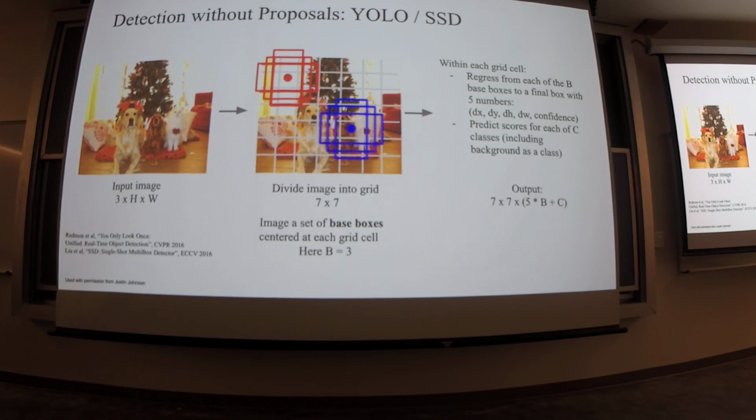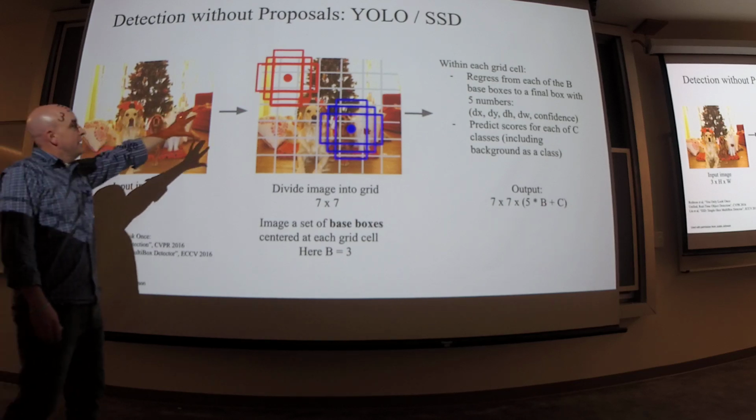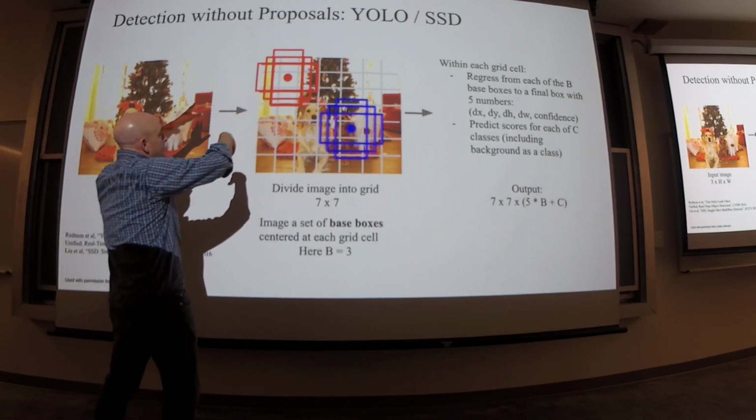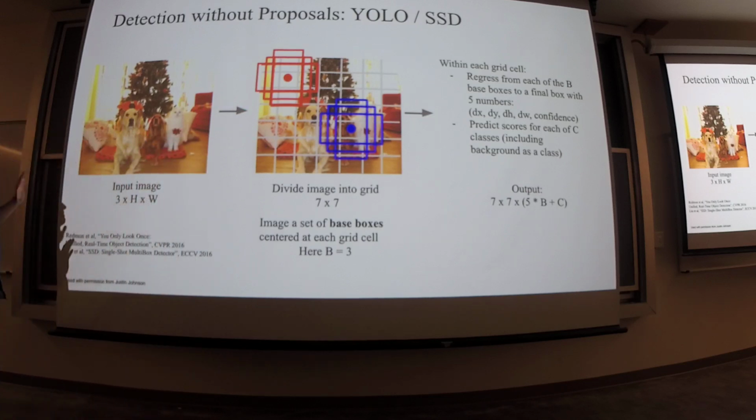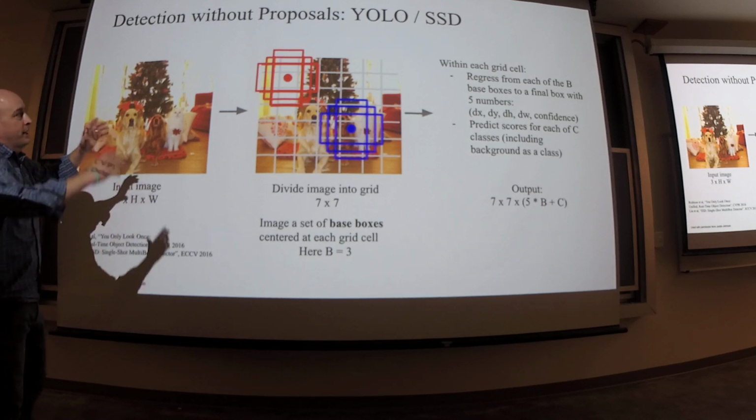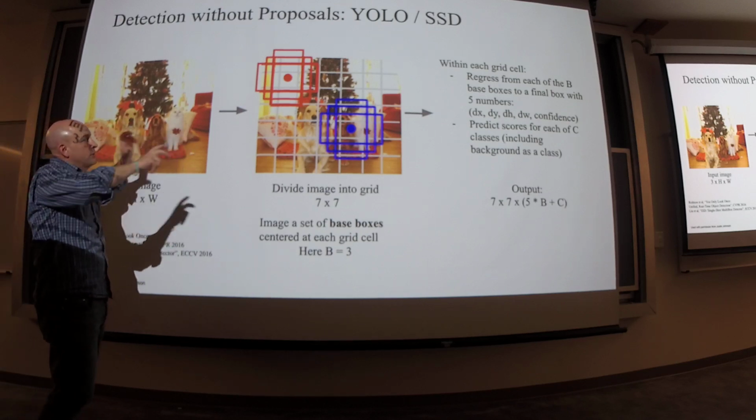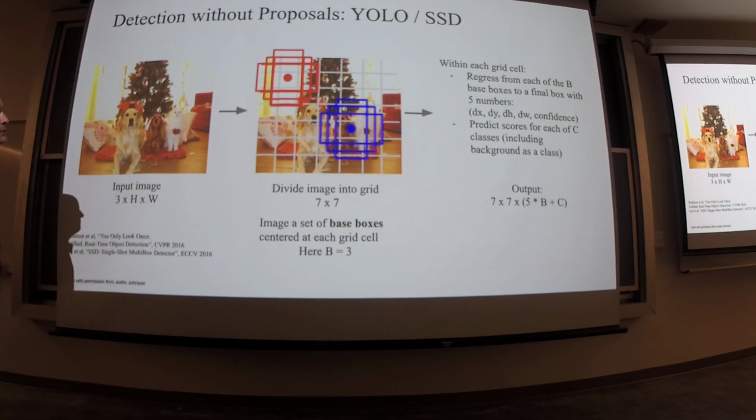What it does is it partitions your image, divides it up again into, say, a 7x7 grid, and then for each cell in the grid, you have a predetermined set of bounding boxes that you're going to try. And there's usually just a couple, rectangles of different aspect ratios, but only a few.